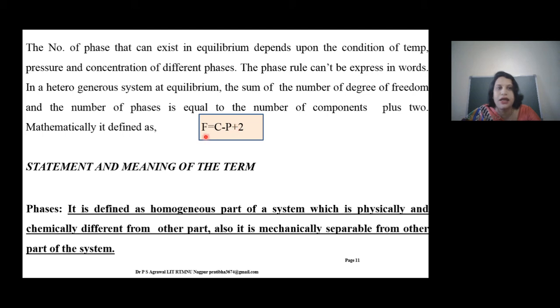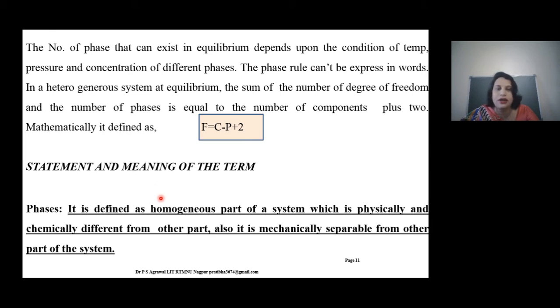In a heterogeneous system at equilibrium, the sum of the number of degrees of freedom and the number of phases is equal to the number of components plus 2. C is the component, P is the number of phases, and F is the degree of freedom. Now for the phase rule, we will take care of each of the terms. First is phases.